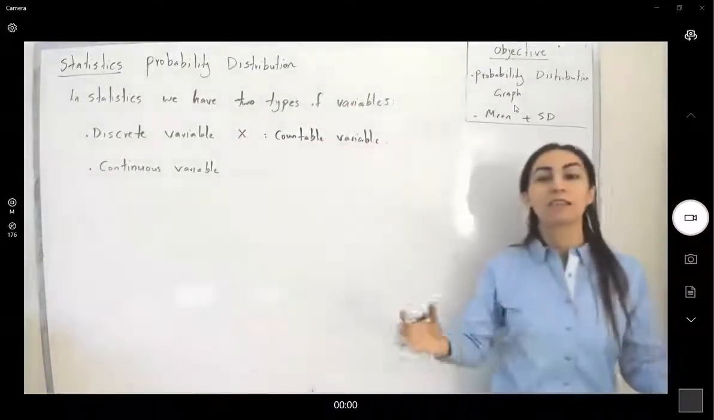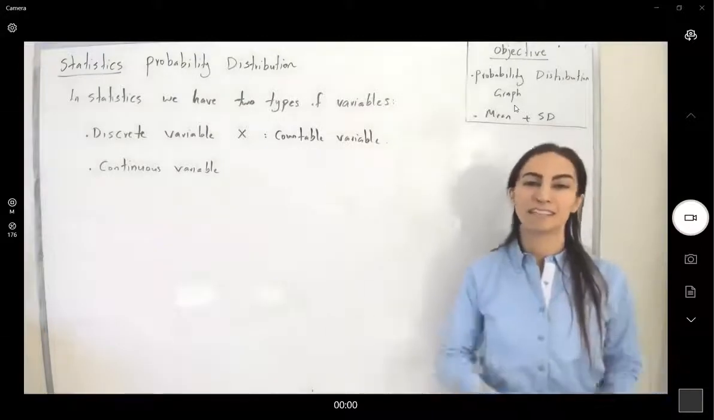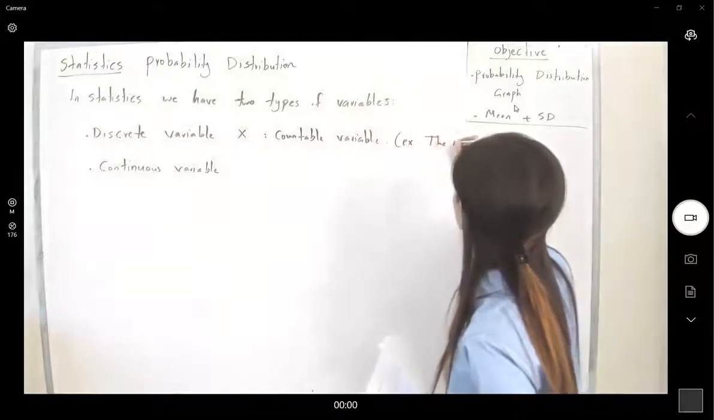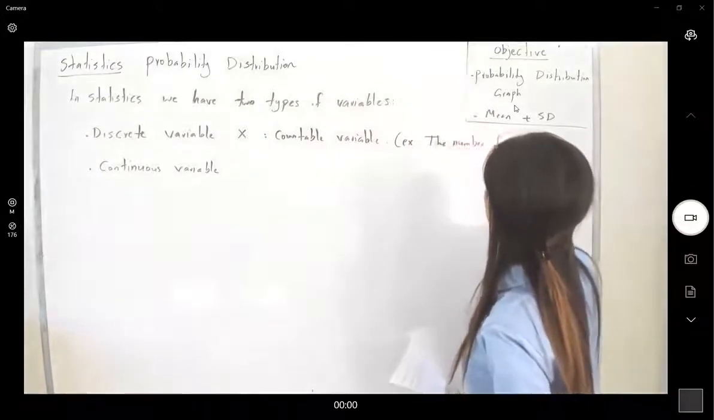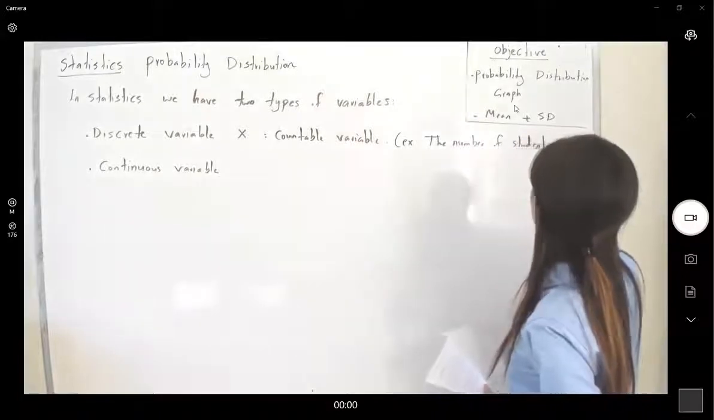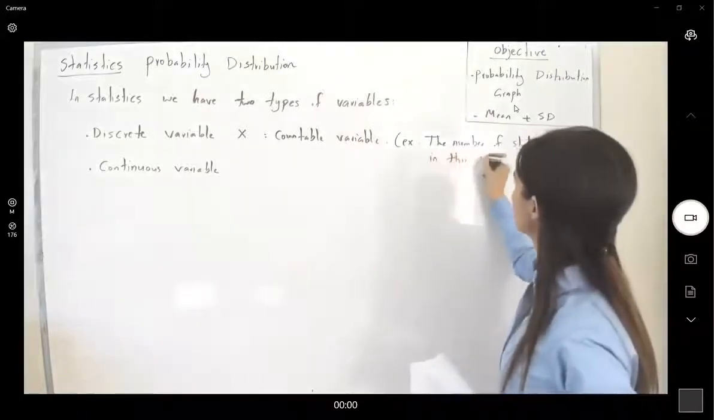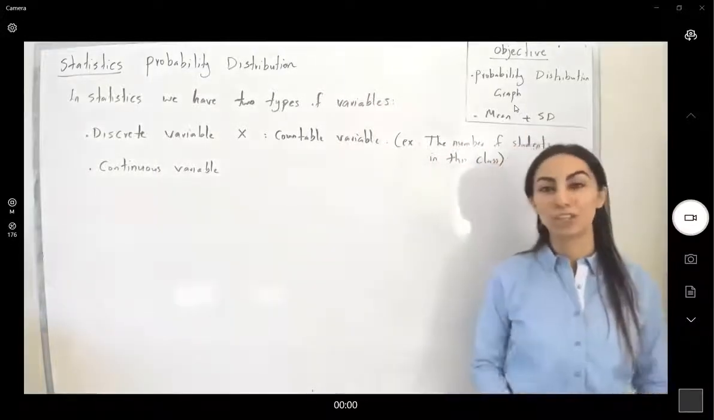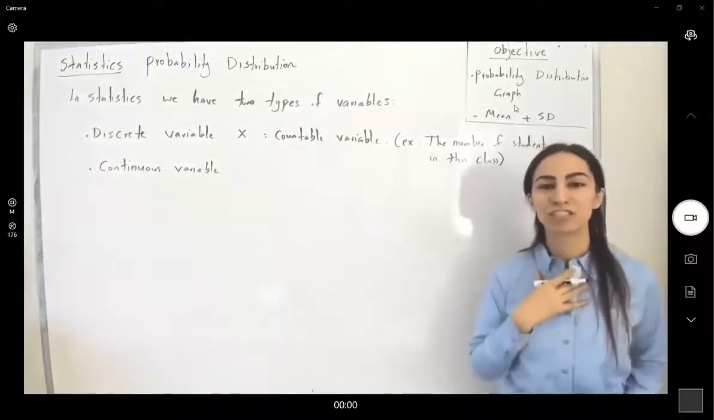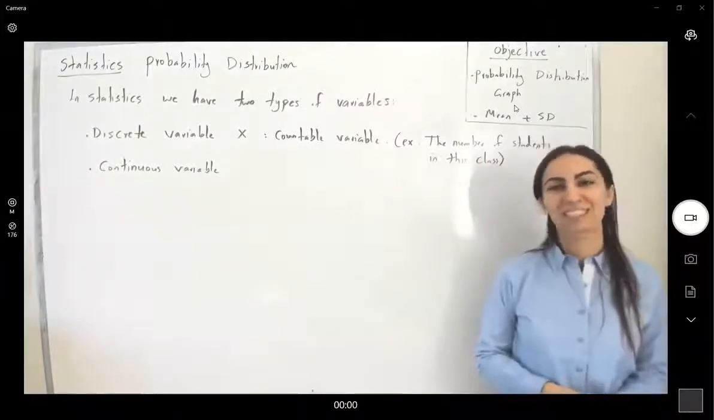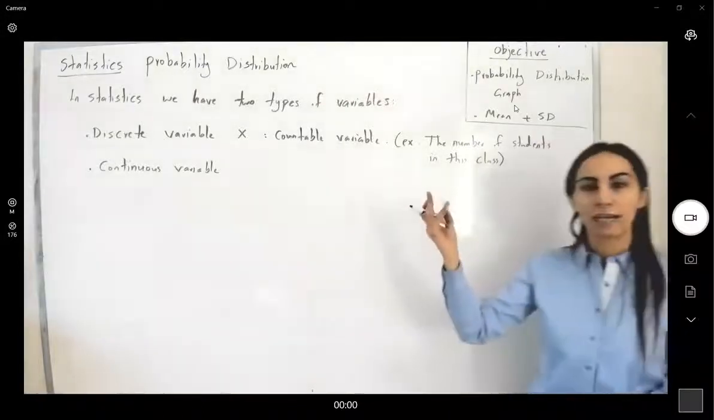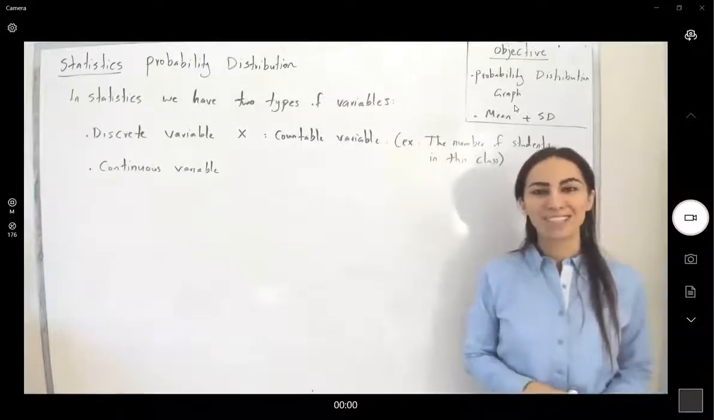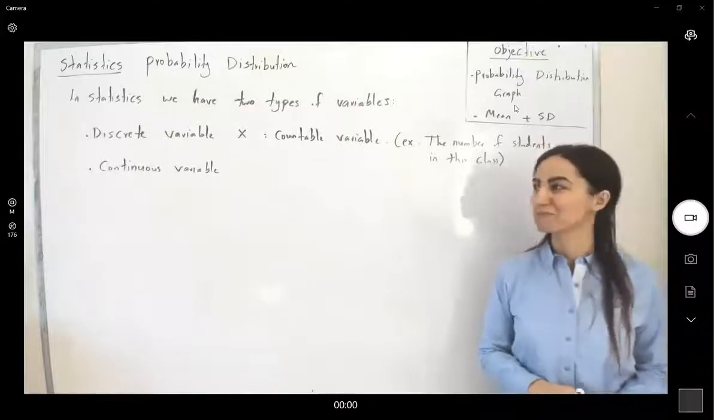For example, the number of students in this class. The number of emails that you receive each day. The number of notifications that are sent to you for each session. So you can actually count them. How do you represent these? You represent these with dots on a horizontal axis.